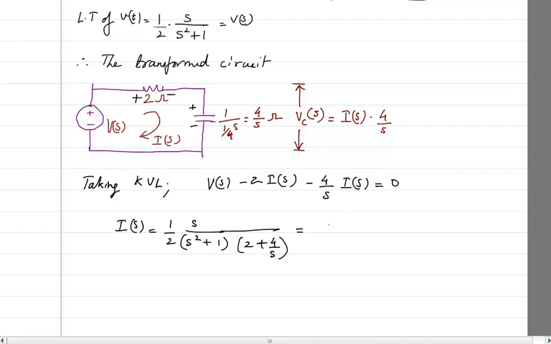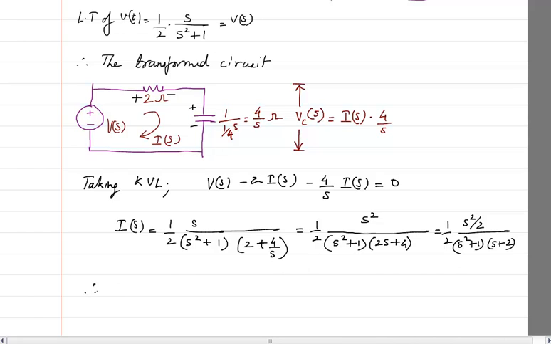So this will become 1 by 2 s divided by s square plus 1, and this will become 2s plus 4, and the denominator s will go on top, so it will become s square. Here I have to take out 2, so I divide both the numerator and denominator by 2, so I will get 1 by 2 s square by 2 divided by s square plus 1 and s plus 2. Okay, how? By dividing numerator and denominator by 2.